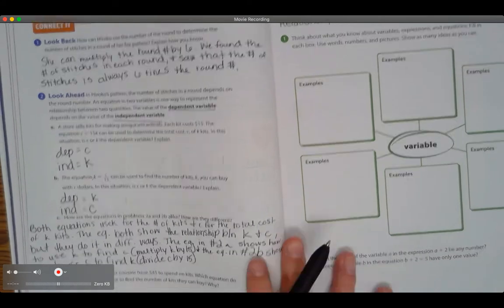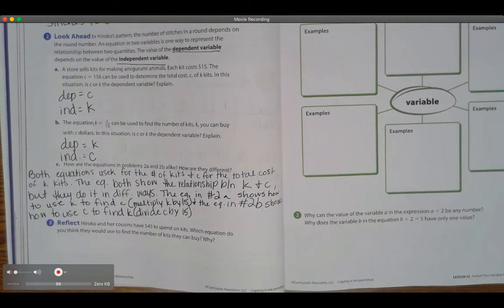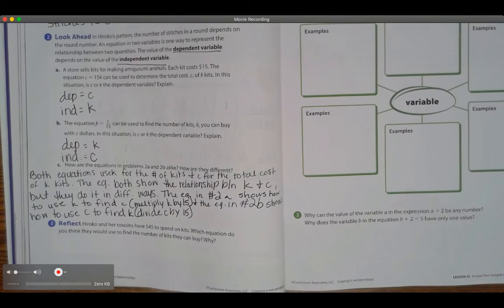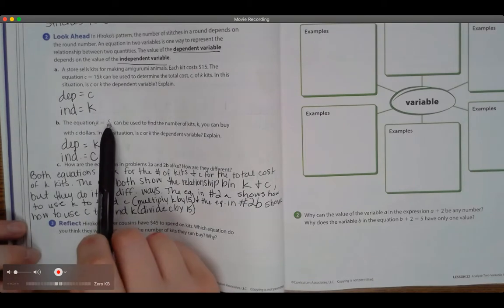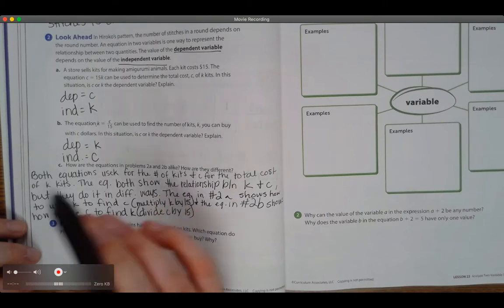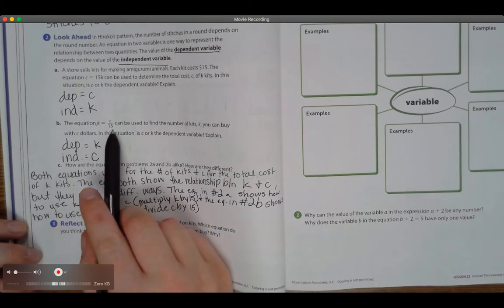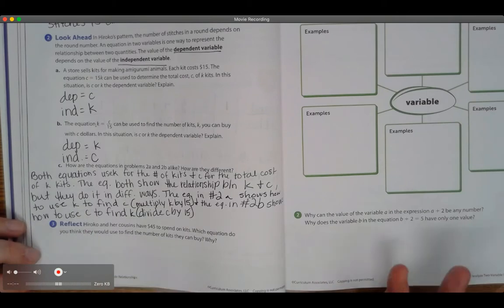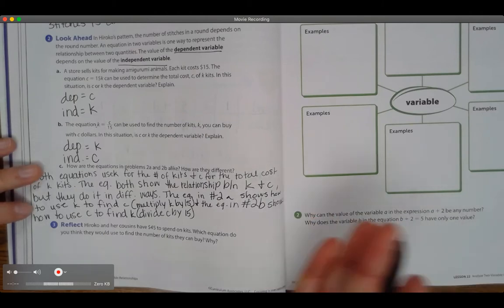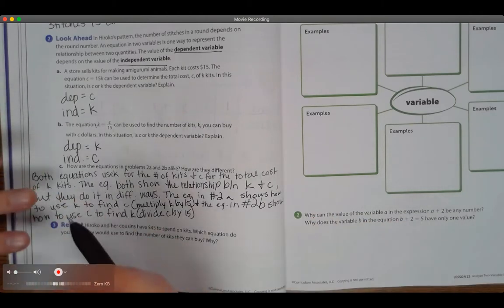We're at number 3. Reflect. Hiroku and her cousins have $45 to spend on kits. Which equation do you think they would use to find the number of kits they can buy and why? So they have $45 to spend on kits. So I need to know the number of kits. So the total amount of money they have, divided by 15, should give me how many kits I have. Now, if it's a decimal, then we have to round down because we can't get a partial kit.